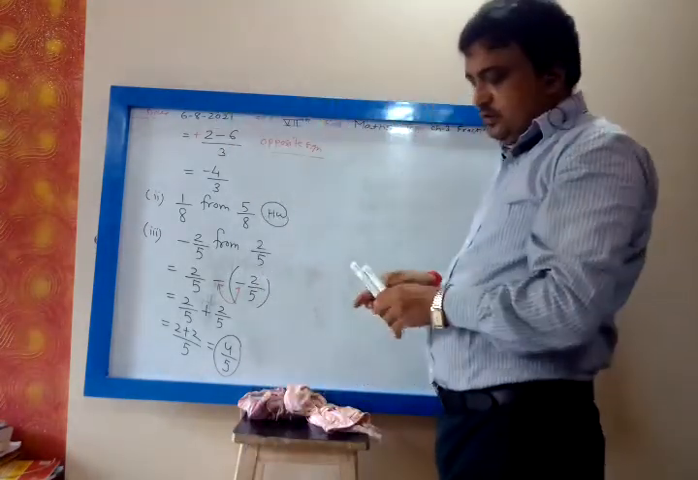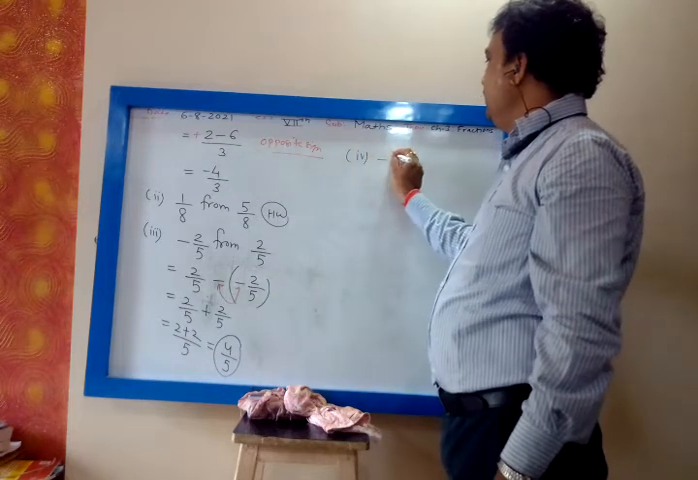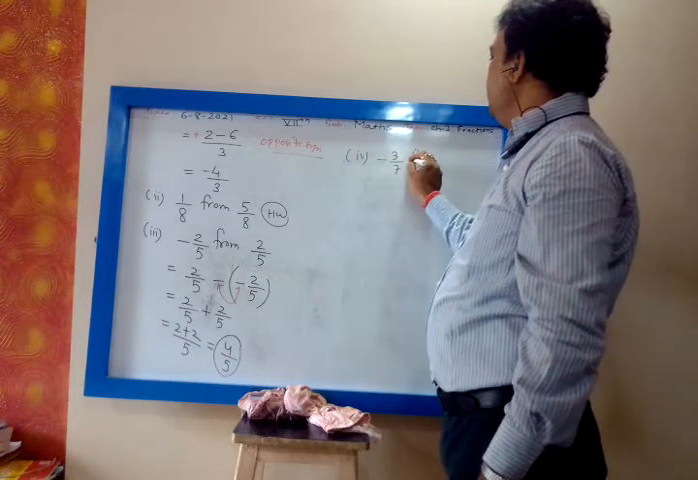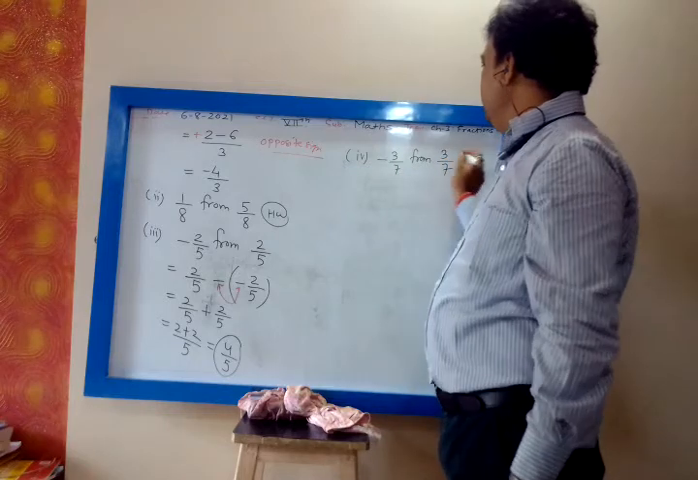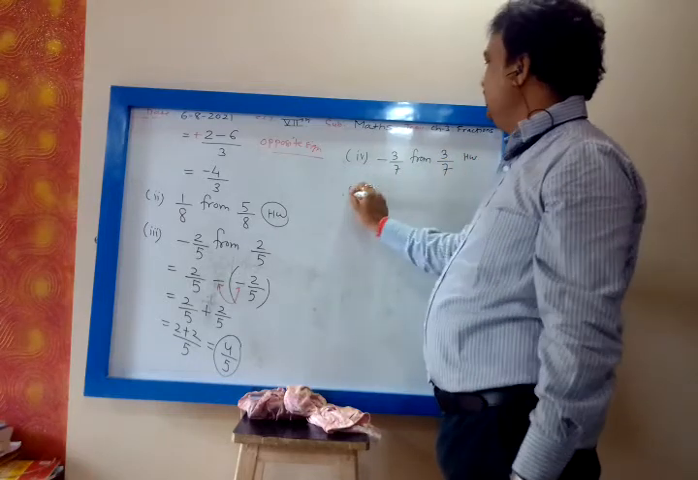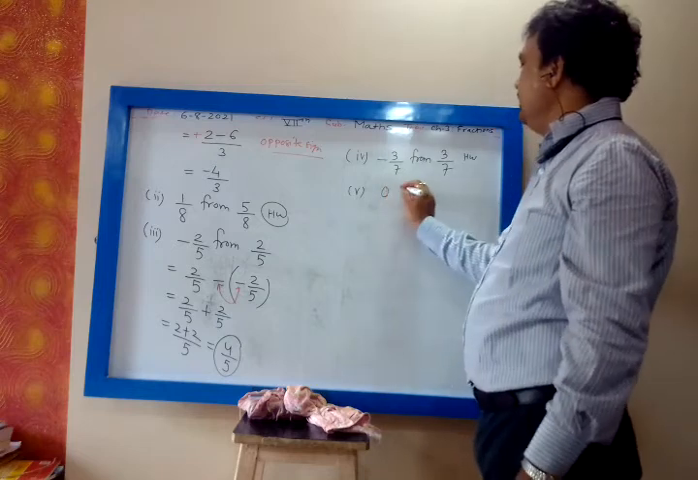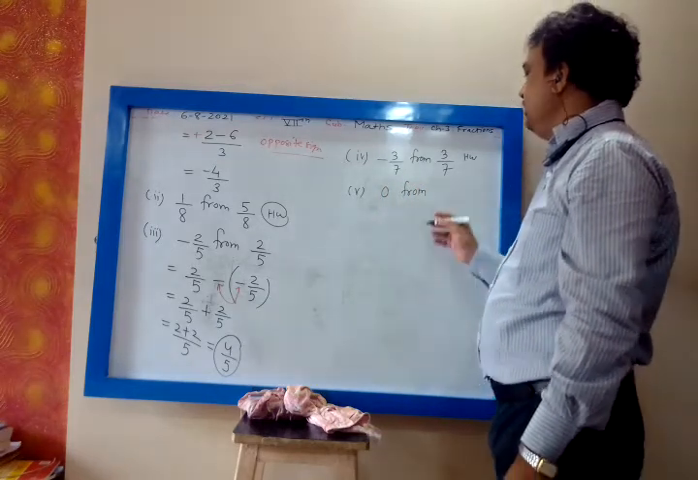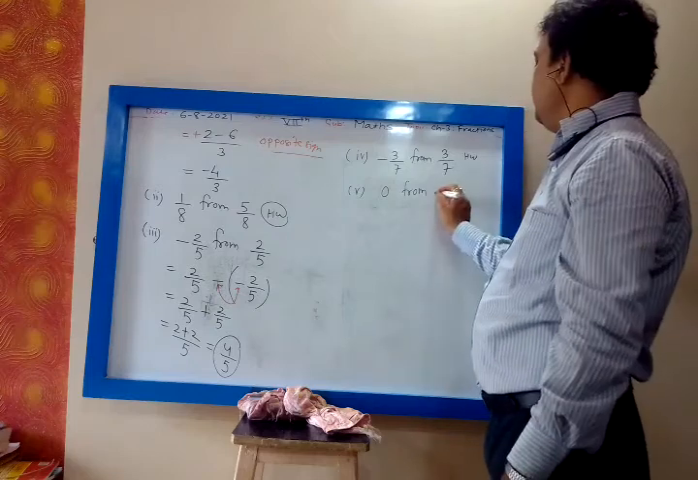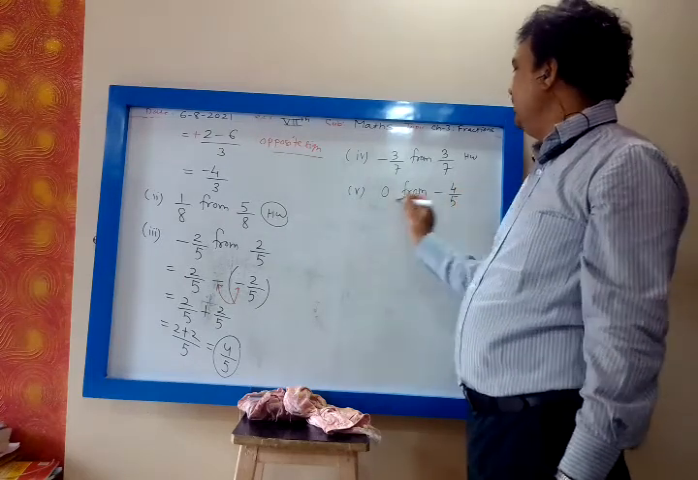Then fourth question, minus 3 by 7 from 3 by 7. Then homework, fourth one. Unmute the microphone. Fifth one, 0 from minus 4 by 5. Minus 4 by 5 minus 0 is minus 4 by 5. Homework.